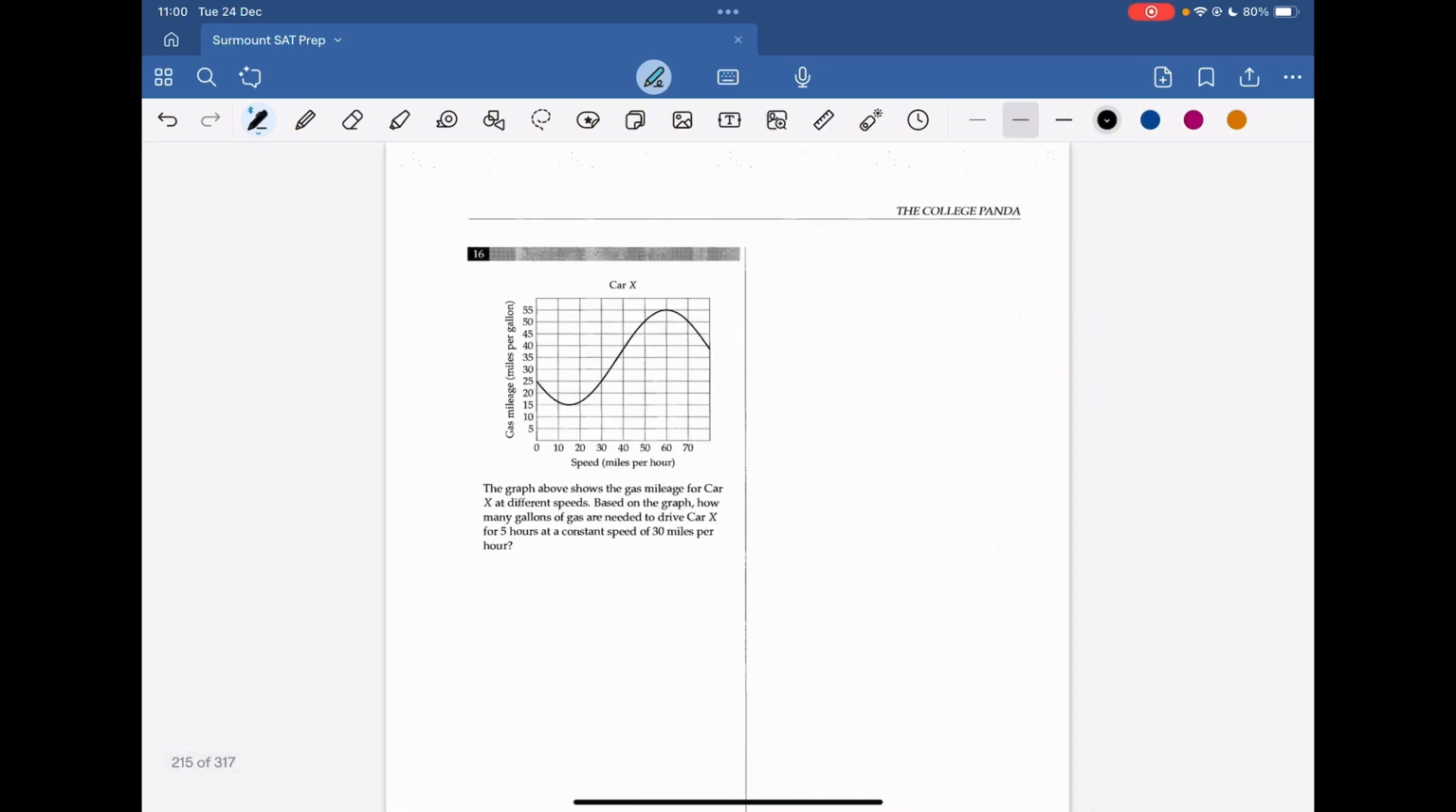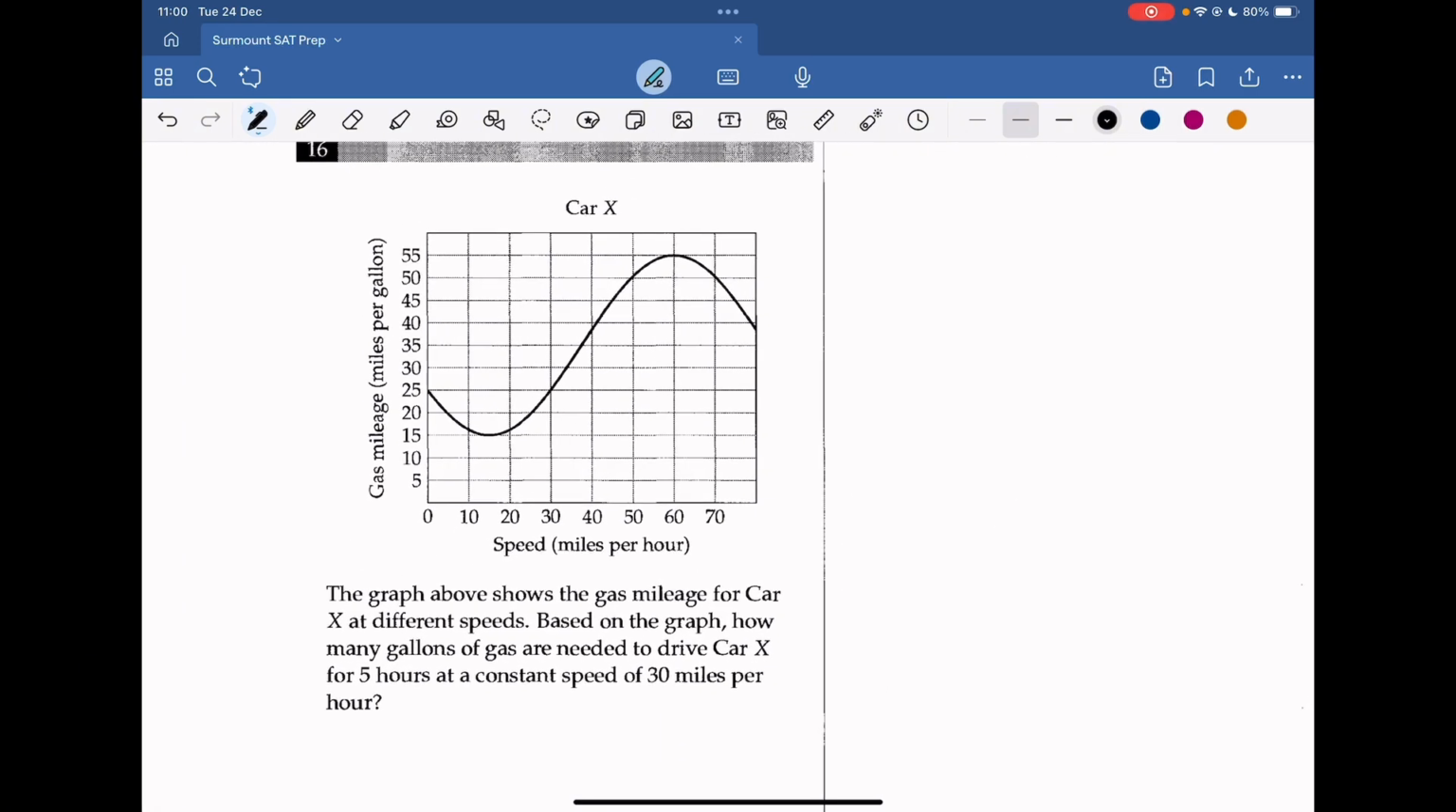Okay. Let's move on to the last question of the day. The graph above shows the gas mileage for car X at different speeds. Based on the graph, how many gallons of gas are needed to drive car X for 5 hours at a constant speed of 30 miles per hour?